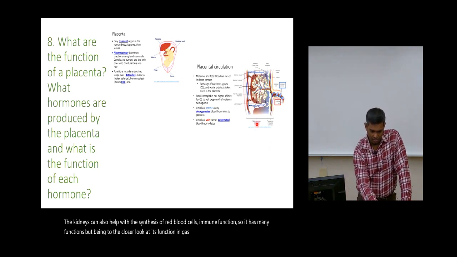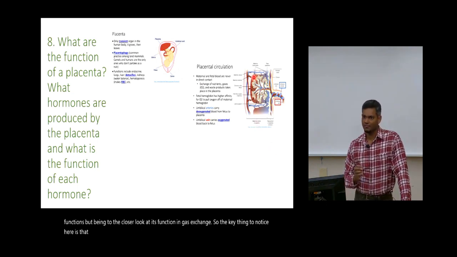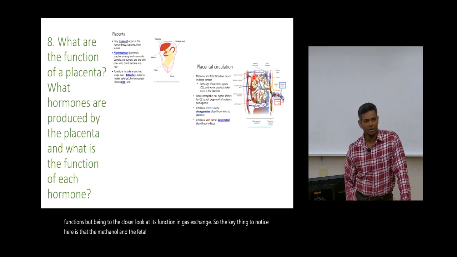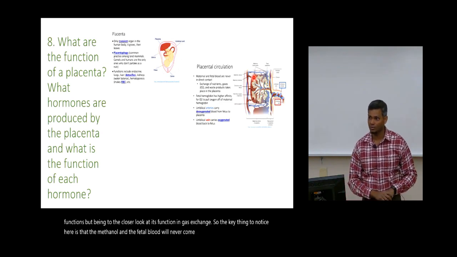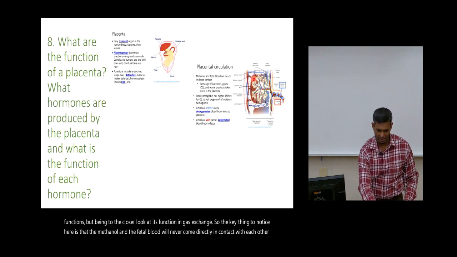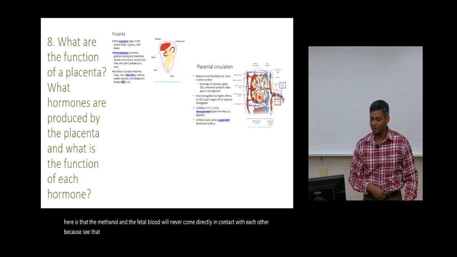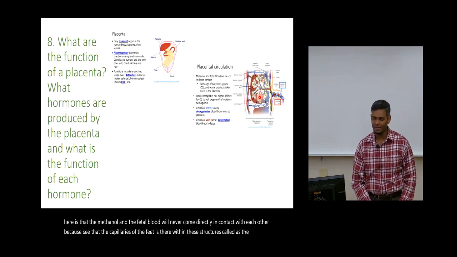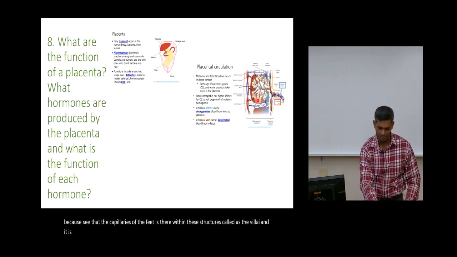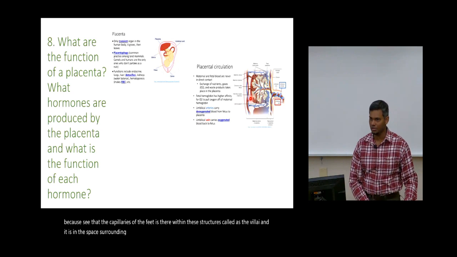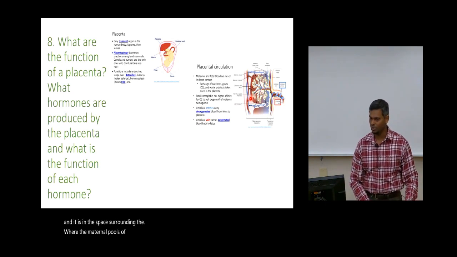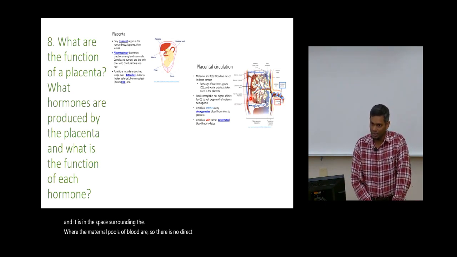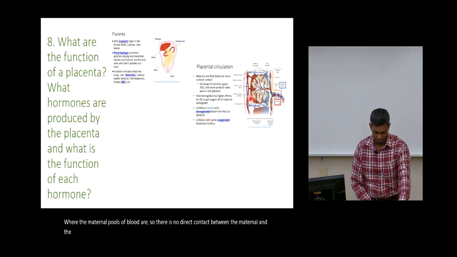So the key thing to notice here is that the maternal and the fetal blood will never come directly in contact with each other, because the capillaries of the fetus are within these structures called the villi, and it is in the space surrounding the villi where the maternal pools of blood are. So there is no direct contact between the maternal and the fetal blood.